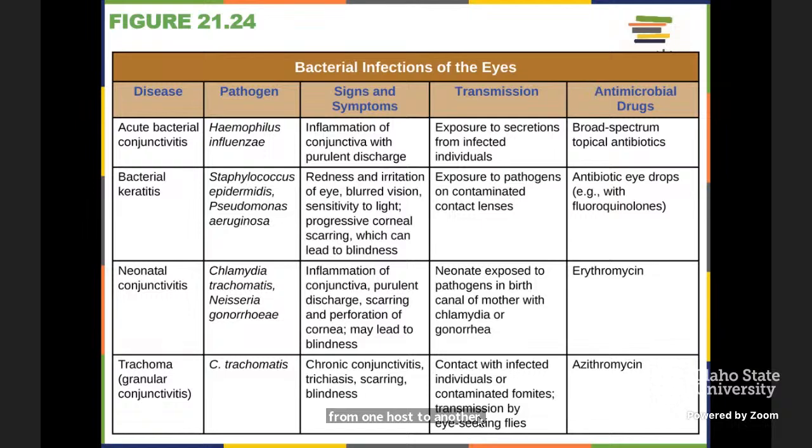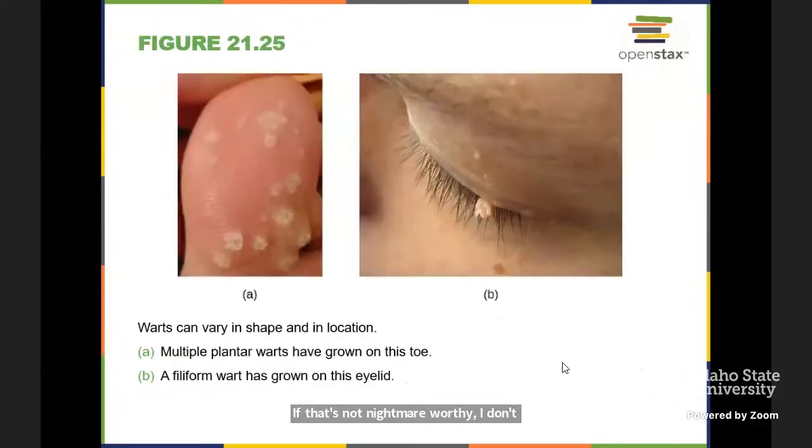I read some article, this was a couple of years back, it wasn't flies, they were little bees. And they found these little bees living inside of someone's eye, feeding on their tears. If that's not nightmare worthy, I don't know, right? I should get a picture of it. All right. I'm sure there's one out there.